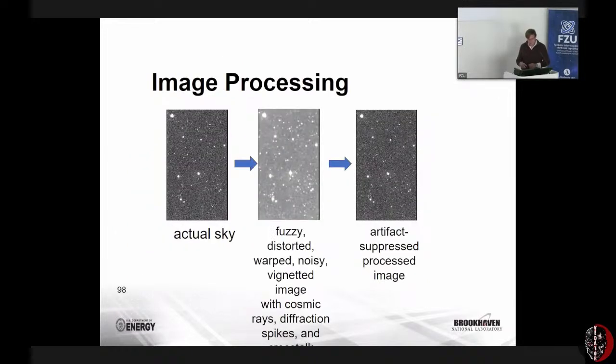Now, the purpose of image processing, in very general terms, is that you measure the actual sky in your CCDs. So you have a fuzzy, distorted, warped, noisy, vignetted image with cosmic rays, diffraction spikes, and something else. Then it goes through your image processing where you remove all these effects. It's called signature removal. And you have an artifact-suppressed processed image, right, with certain requirements for how your algorithm should perform.